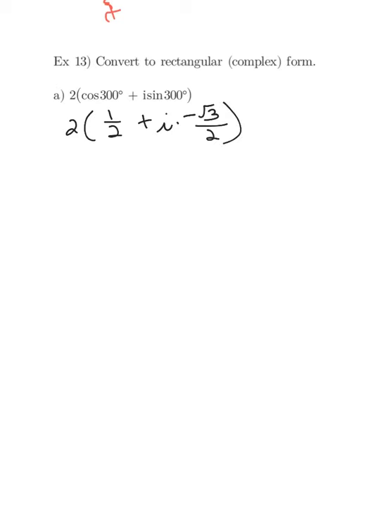To complete our problem, we distribute the 2 to both terms, and 2 times 1/2 gives us 1. 2 times negative square root of 3 over 2 leaves us with just the negative square root of 3 times I. You can choose to write this as 1 minus square root of 3 times I.